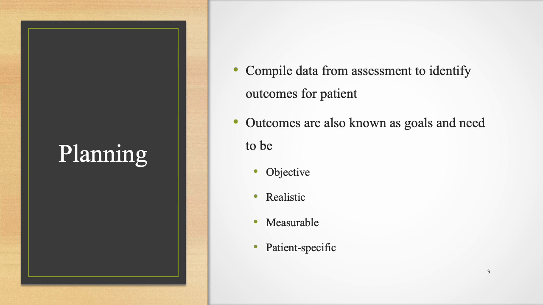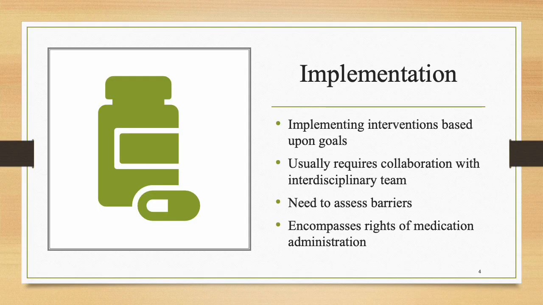And now we move on to implementation. With implementation, this is the process where we implement our interventions based upon what goals we've set. So if we go off the previous example of the patient having pain, we've identified that our goal is going to be to go from a score of 10 to 5 by the end of our shift. So now, what interventions are we going to do to help the patient achieve that goal?